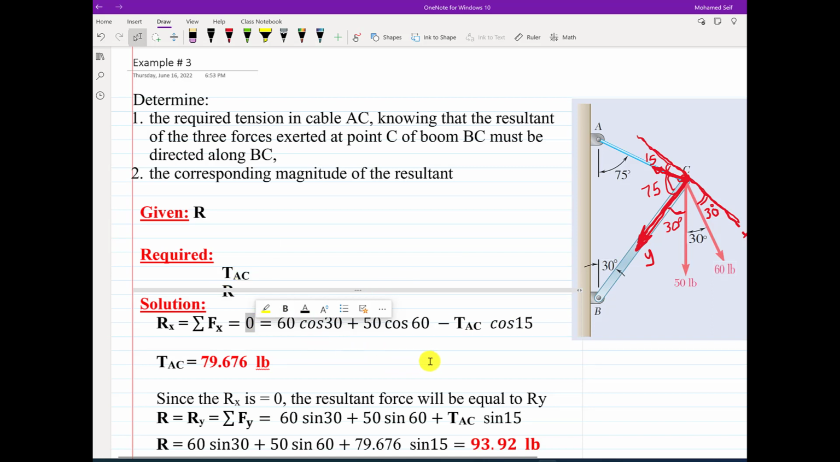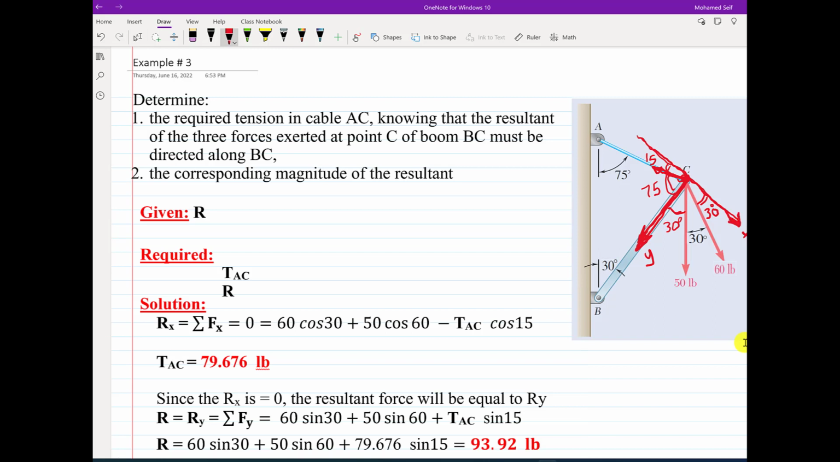So the first one will be what? The 60 multiplied by cosine theta, making an angle of 30 degrees with the X axis. And the second force is 50, making 60 degrees because 30 plus 30 is 60, so it's 50 multiplied by cosine 60. Then the tension in cable CA is making an angle of 15 degrees with the X axis, so it's going to be cosine, but in the negative sense because it is in the opposite direction of X. X positive is in this direction.